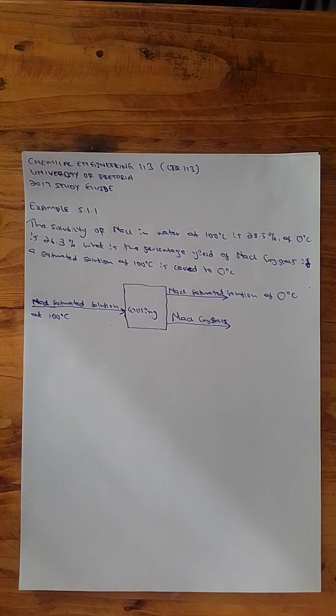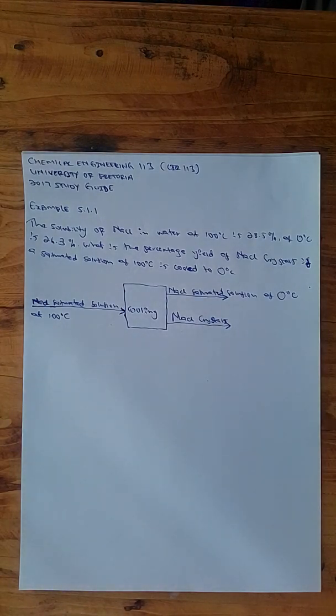We're starting today with section 2 of the study guide, which deals with mass balance. We're looking at example 5.1.1. It says the solubility of sodium chloride in water at 100 degrees Celsius is 28.5%, and at 0 degrees Celsius it's 26.3%. The question is, what is the percentage yield of sodium chloride crystals if the saturated solution at 100 degrees Celsius is cooled to 0 degrees Celsius? And there's a diagram there.